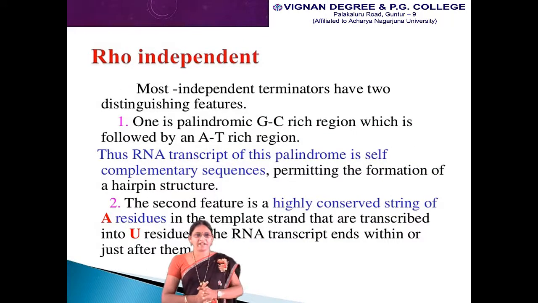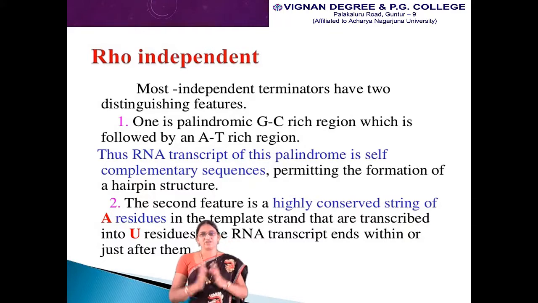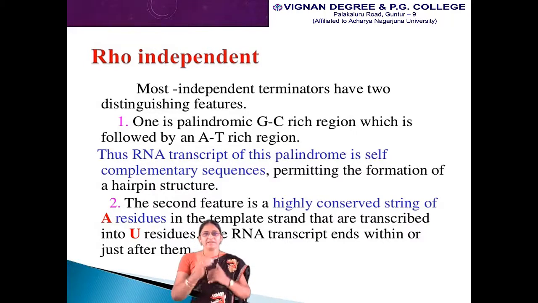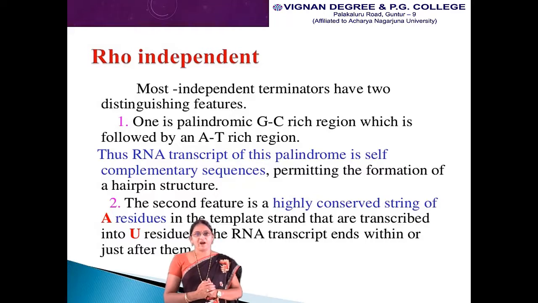Coming to the Rho independent mechanism. Most independent terminators have two distinguishing features. One is a palindromic GC rich region which is followed by an A rich region. What is a palindrome? A palindrome is a sequence which reads the same backwards as forwards. The RNA transcript of this palindrome is a self-complementary sequence, permitting the formation of a hairpin structure. So this complementarity of the RNA does not allow RNA polymerase to move further.